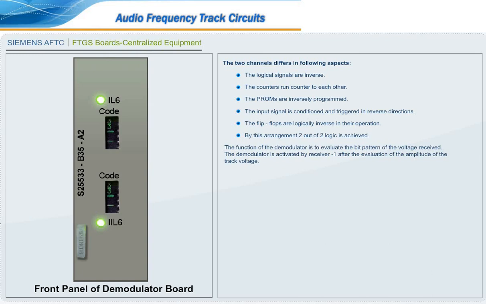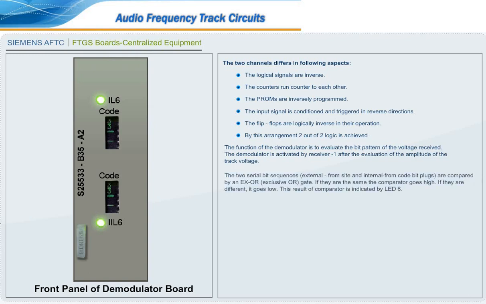The function of the demodulator is to evaluate the bit pattern of the voltage received. The demodulator is activated by receiver 1 after the evaluation of the amplitude of the track voltage. The 2 serial bit sequences, external from site and internal from code bit plugs, are compared by an EX-OR, exclusive OR gate. If they are the same, the comparator goes high. If they are different, it goes low. This result of comparator is indicated by LED 6.